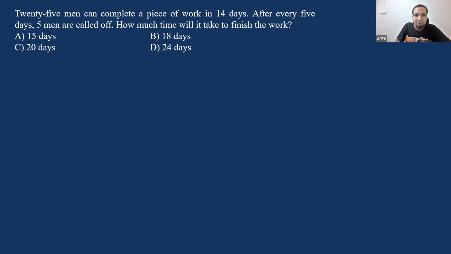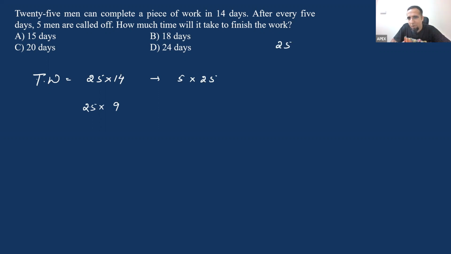Now, 25 men can complete a piece of work in 14 days, man days concept. So 25 into 14 is the total work. After every 5 days, 5 men are called off, which means for the first 5 days, 25 men have been working. So from 25 into 14, 25 into 5 is gone. Can I take 25 common? That means the remaining work is 25 into 9. That is a quick calculation. I repeat, 25 into 14 minus 25 into 5. You can take 25 common, that becomes 25 into 9.